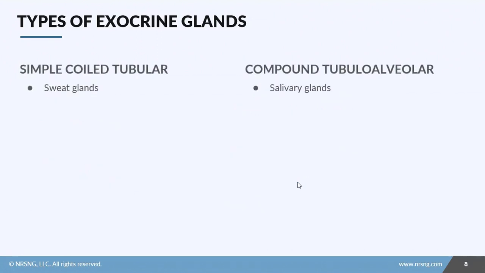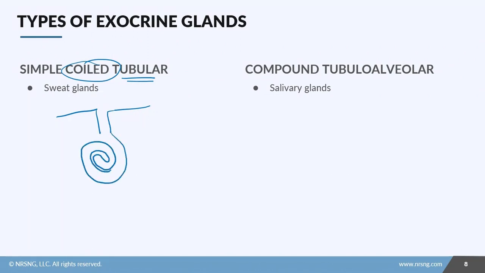So the last two types we'll talk about are a bit specialized. The first is simple coiled tubular. Let's break this down. It is simple, so it has one duct, and we know that the secretory portion is tube-like. The difference here is the coiled part. So you're actually going to see a coil like this. The simple coiled tubular is found in our sweat glands.